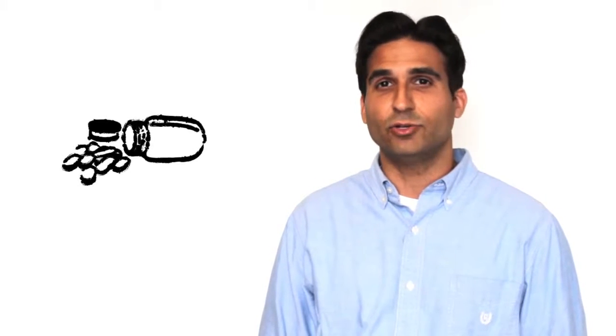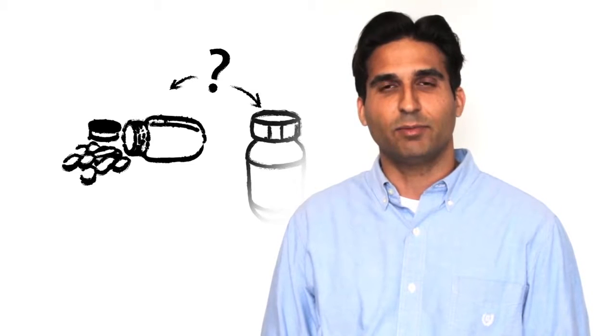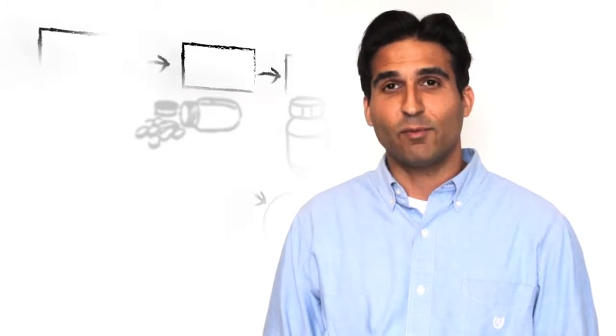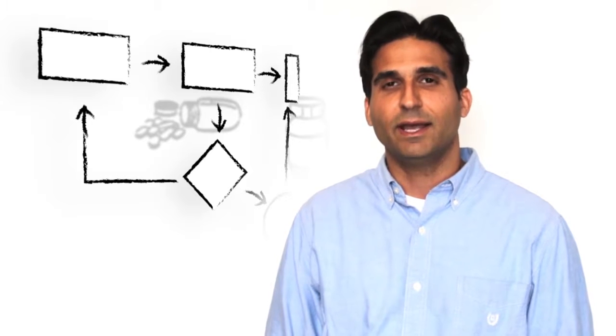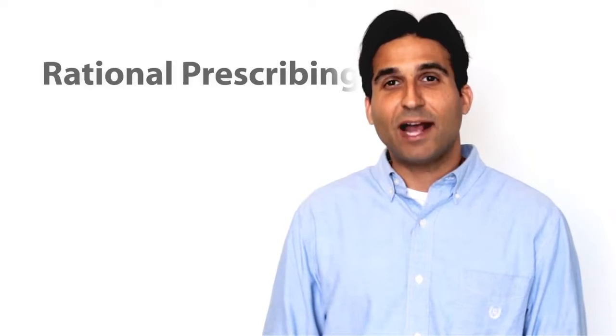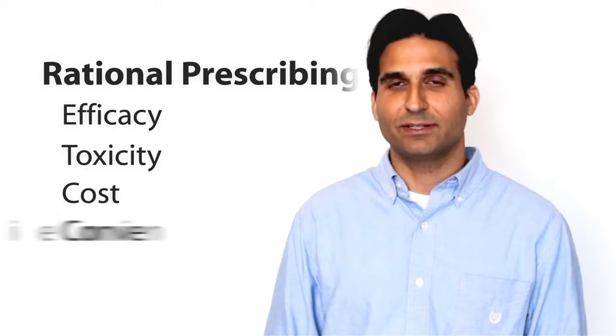A common question I get from prescribers is often, do I pick drug A or do I pick drug B? And prescribing can be complicated without a process. If you don't have a process for prescribing, it's difficult to prioritize all the variables that go into it and to strip away the marketing from the science. The 4 steps of rational prescribing are efficacy, toxicity, cost, and convenience.